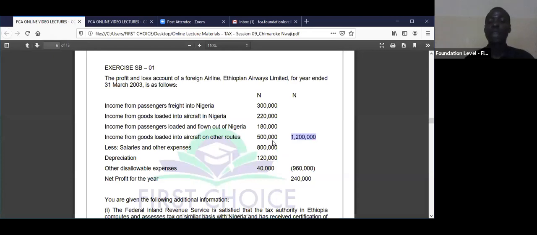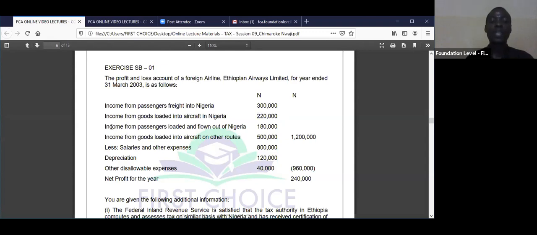Now that you know it is your Nigerian income, I told you the principle is originating. Now, they said income from passengers freight into coming to Nigeria. So this 300 is not a Nigerian income. So what you do, you use a pencil and mark it bad by the side. You come here again, income from goods loaded into aircraft in Nigeria. Don't be fooled by this into, because it doesn't work the same as this into. So you look at what is before Nigeria. This is into Nigeria, it means coming to Nigeria. This one is in Nigeria. That means they load these goods in Nigeria. So you take this one as good. This is a Nigerian income.